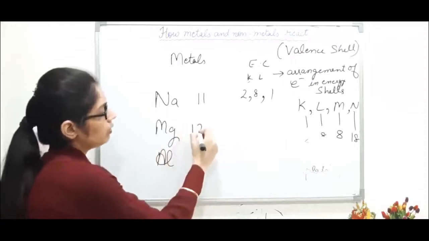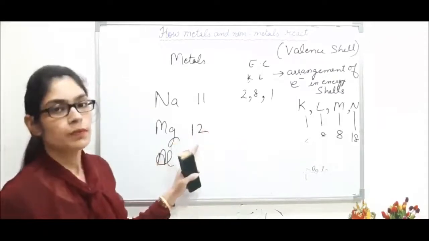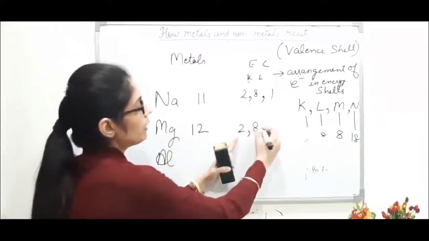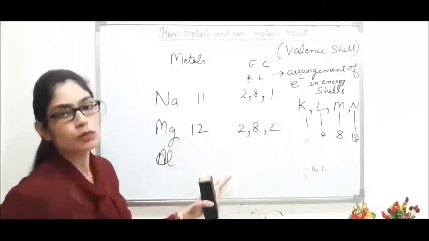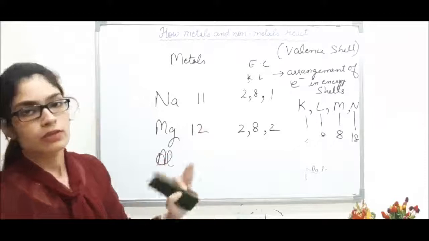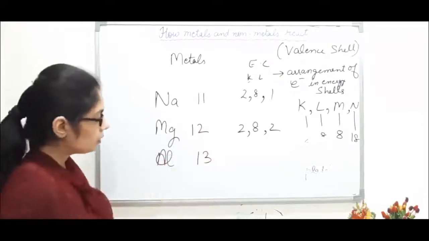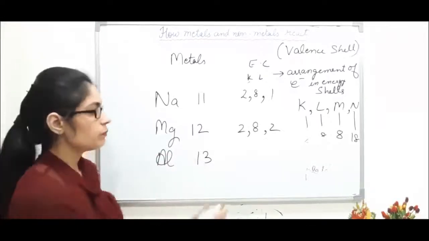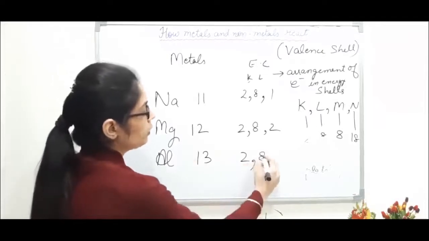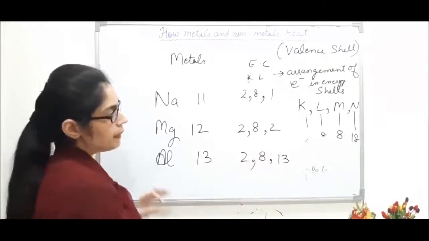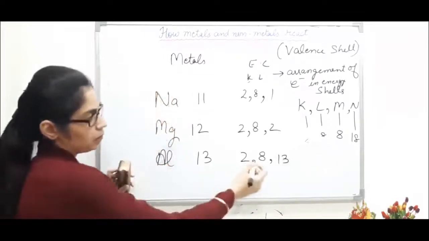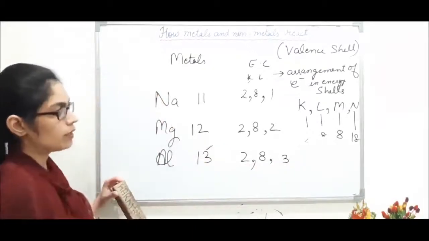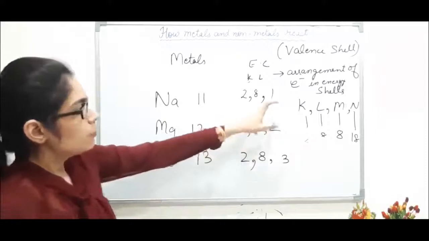Magnesium, atomic number 12, which means number of electrons in magnesium is 12. So let's write the electronic configuration. 2, 8, 2. 2 plus 8, 10. 10 plus 2, 12. So 12 electrons are arranged in this way. Now in case of aluminium, atomic number of aluminium is 13, which means number of electrons in aluminium is 13. So it will be arranged as 2, 8, 3, because in second shell maximum of 8 electrons can be accommodated. So 2 plus 8 is 10, 10 plus 3 is 13. So we have written.